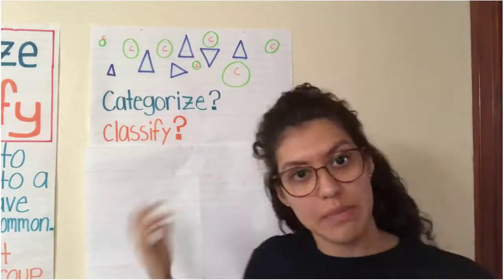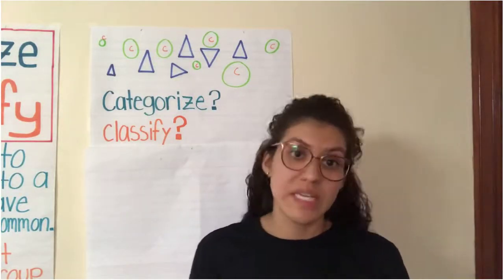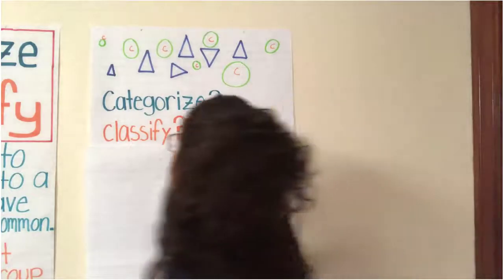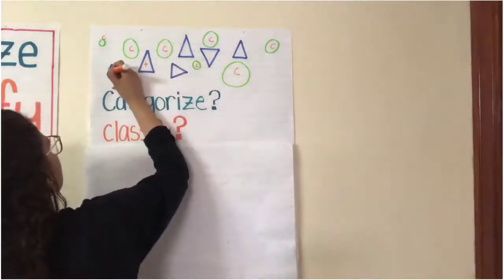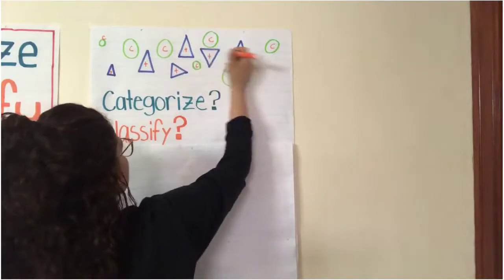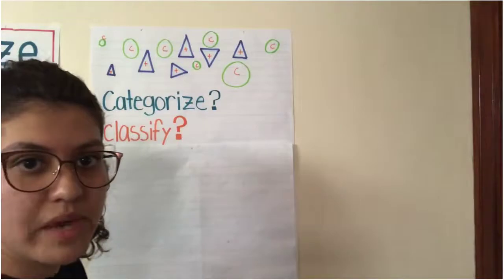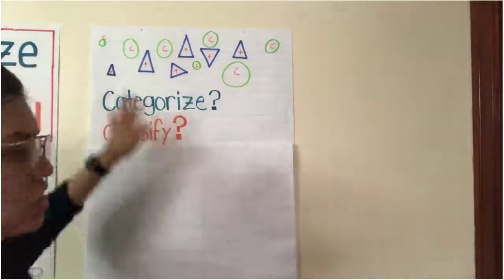Then we had the same thing for the triangles. So the triangles, we're going to classify them. We're just going to use T, T for triangle. So this is a triangle, this is a triangle, this is a triangle, and so on and so forth. So we classified them now because now we said what they actually are.